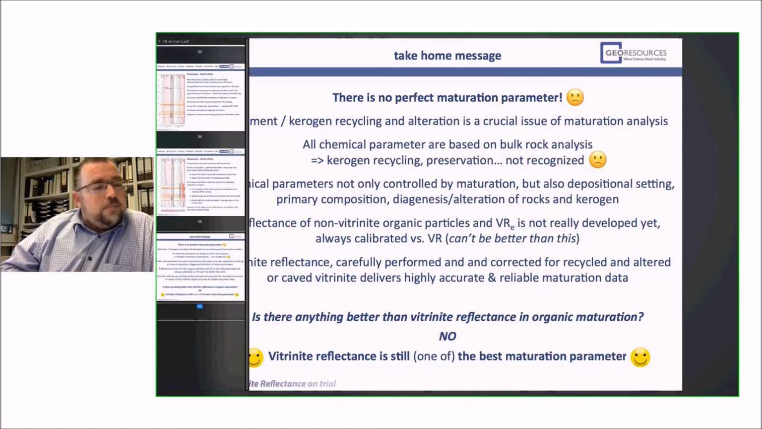So there is a big need, in my opinion, for non-vitrinite reflectance tools, but we need good studies, long-ranging maturation studies to develop these tools and to calibrate these tools before we can really start to use these tools. But that's definitely a very strong point for the future maturation analysis.